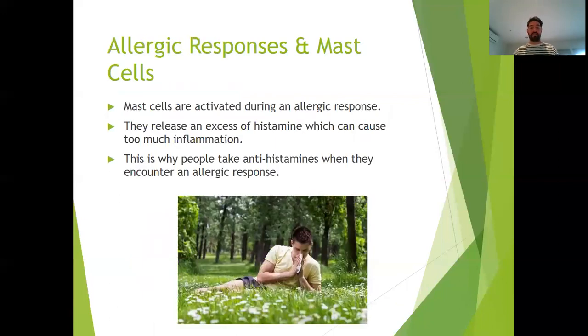So again, just touching on the allergic response. When we have an allergic response, our mast cells are overactivated. And so taking antihistamine sort of balances out their effect.